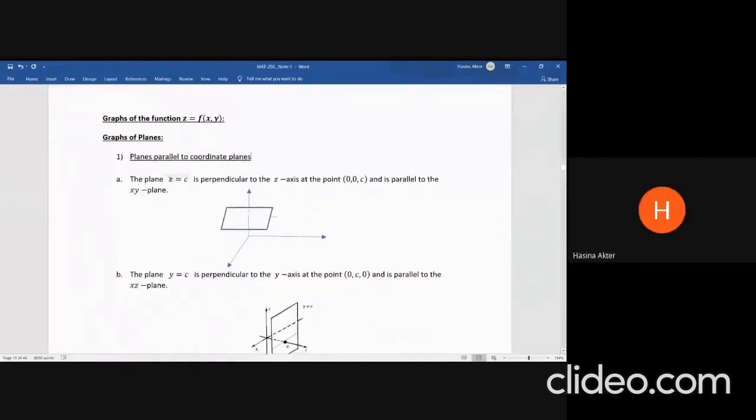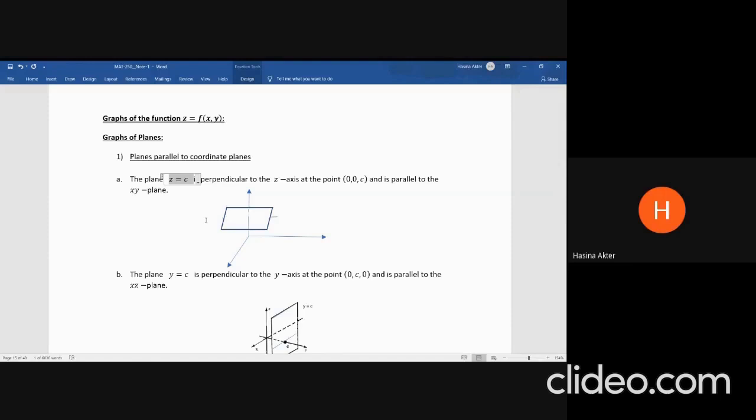Let's say that we take z equals c. Z equals c means this is a plane which is parallel to the horizontal plane, which is the XY plane. Because z equals c means X and Y can be anything. X can be anything from negative infinity to positive infinity, and Y can be anything from negative infinity to positive infinity. This condition gives us the whole XY plane, but Z must be c.